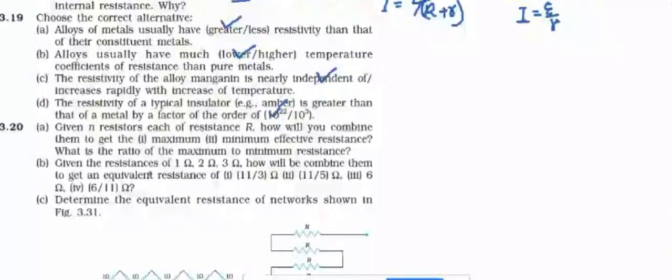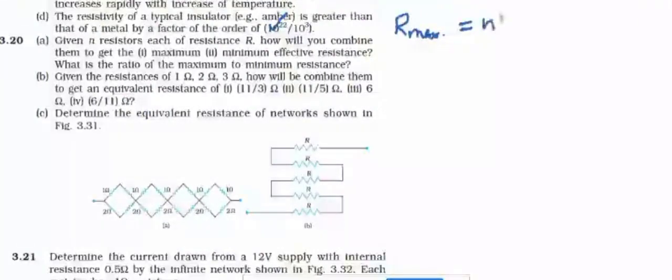Then next, question 20. Given n resistors, each of resistance R, how will you combine them to get a maximum resistance? Resistance will be maximum when resistors are connected in series. So R max will be n resistors connected in series, so the value will be nR. Then minimum means you will get the minimum value when all resistors are connected in parallel.